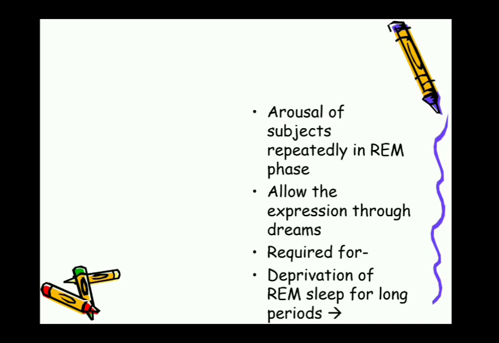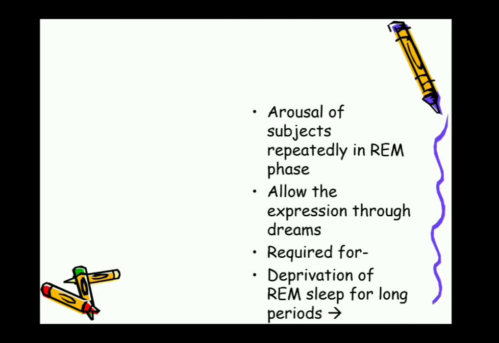Now, clinical significance. When the subject is aroused repeatedly in the REM phase of the sleep, the subject becomes irritable, and on subsequent nights the duration of REM sleep is increased. REM sleep allows the expression of thought through dreams. REM sleep is also required for long-term chemical as well as structural changes which are required for learning and memory.